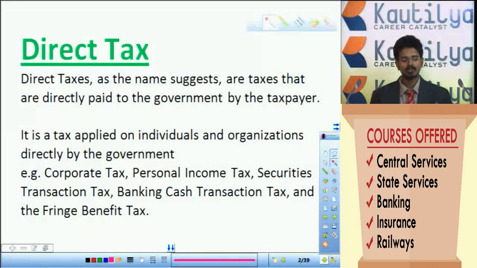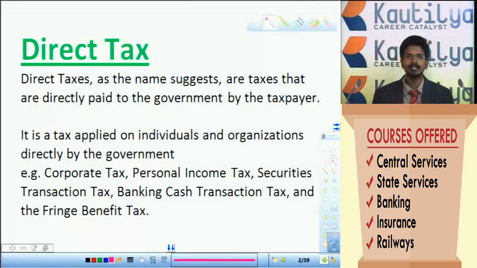First let us look into some basic concepts. You have two types of taxes in India. Broadly speaking, the two types of taxes which are classified according to the Government of India are the direct taxes and the indirect taxes. This is the broad classification, because within these two broad classifications, you have different kinds of sub-classifications of taxes.